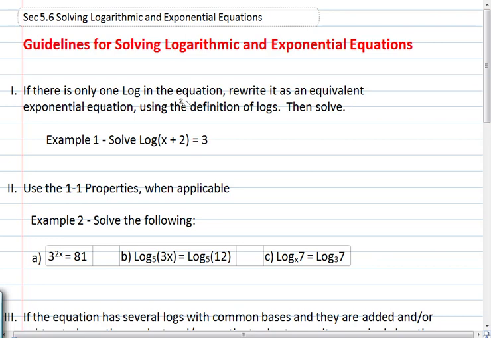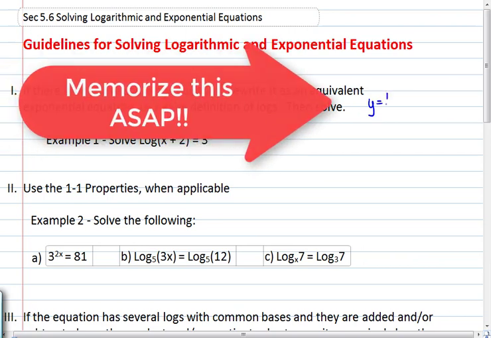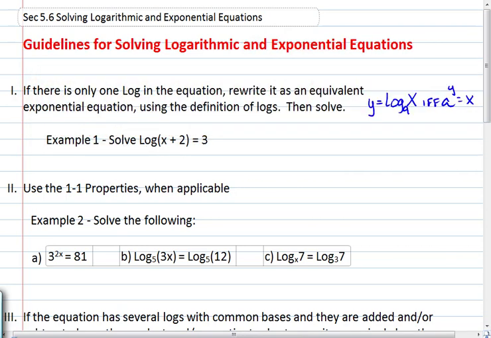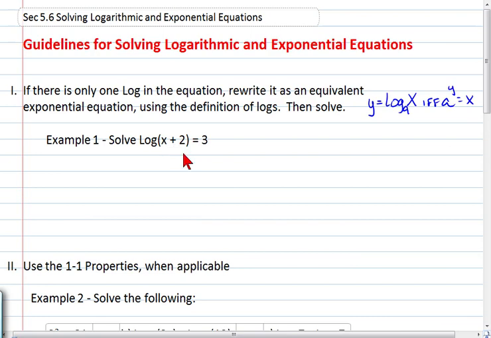So if there's only one log in the equation, rewrite it as an equivalent exponential equation and then solve using the definition of logs. In order to do that, you have to remember the definition of logs, which is y equals log base a of x if and only if a to the y equals x. So here's our first problem. We want to solve log x plus 2 equals 3.